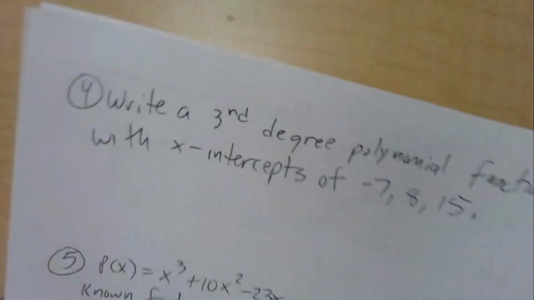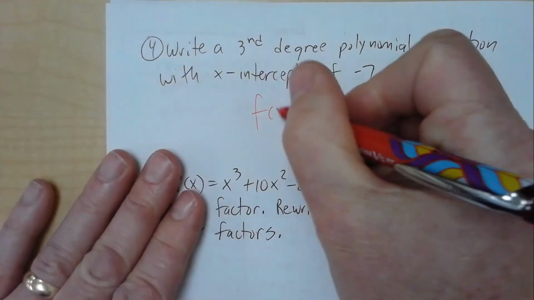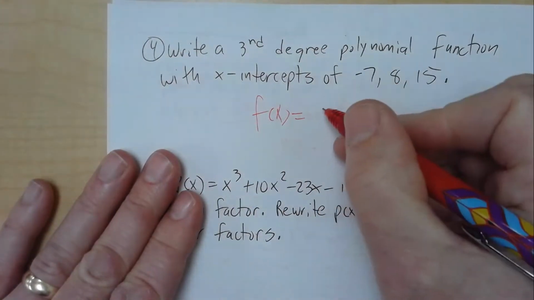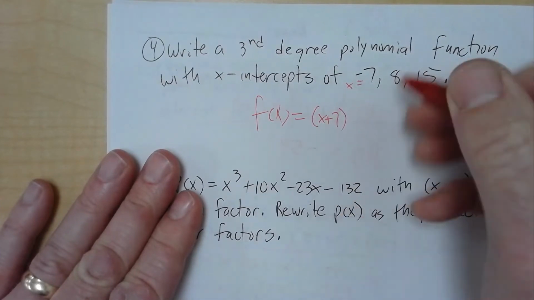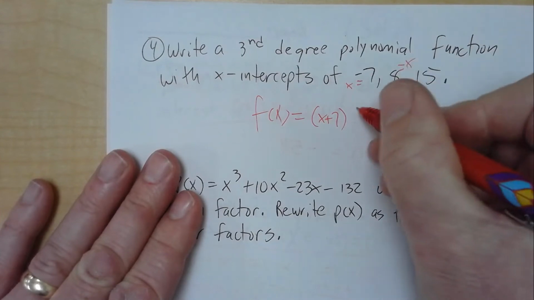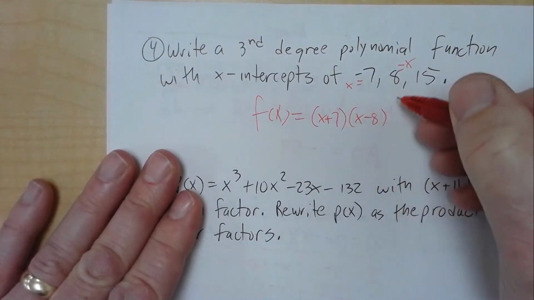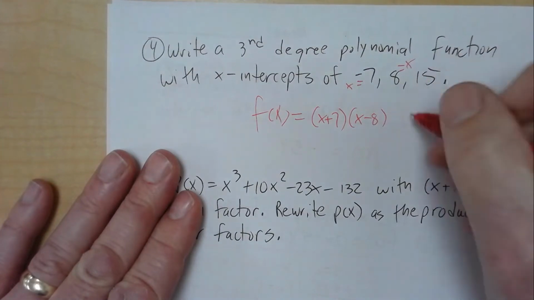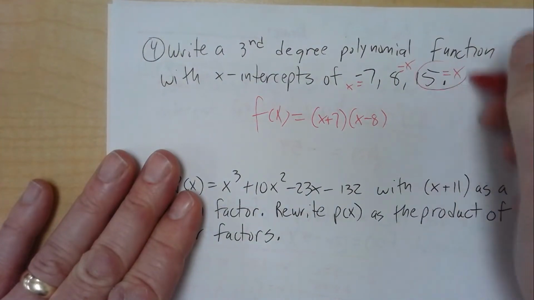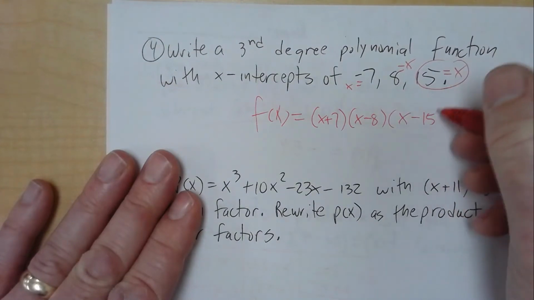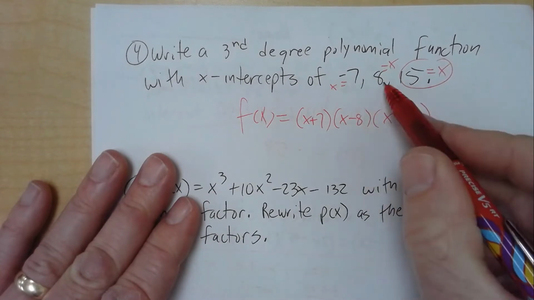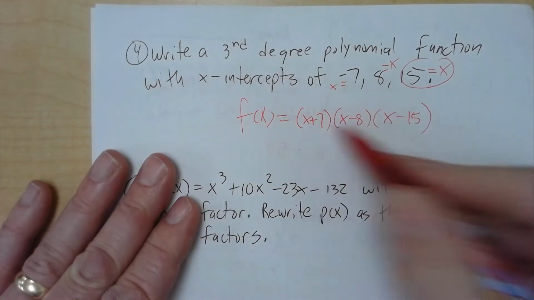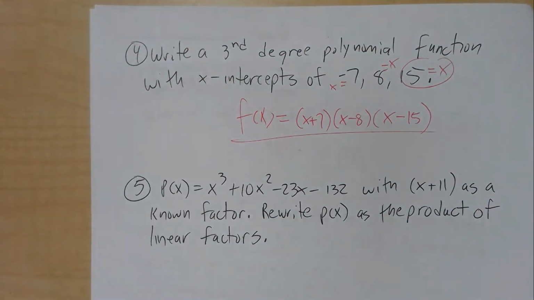Okay, next page. We are going to write this as a 3rd degree polynomial. So you're going to say f of x is equal to, change the sign. So instead of x equals negative 7, we write x plus 7, right? It's going backwards. Instead of x equals 8, we write x minus 8. You know the connection between x minus 8 and 8. And then here, x is 15, so we write x minus 15. So negative 15 goes with the answer of 15, minus 8 goes with 8, and negative 7 matches with x plus 7. And so there would be the equation.